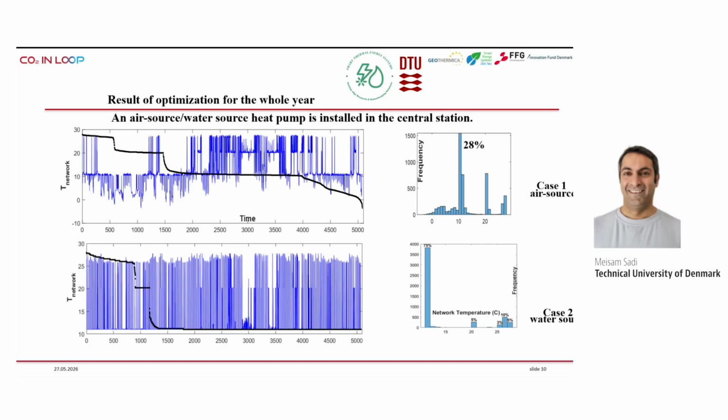And we can conclude here that if we use the water source system, because 75% of the time the optimal temperature of the system is fixed, we do not need any more control system for the temperature of the network if we can identify the right and proper temperature of the system.